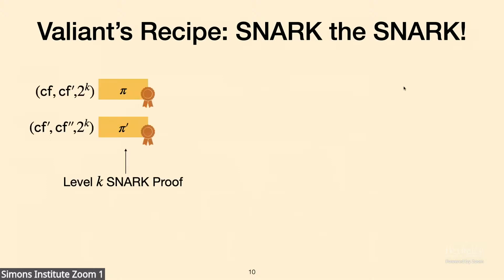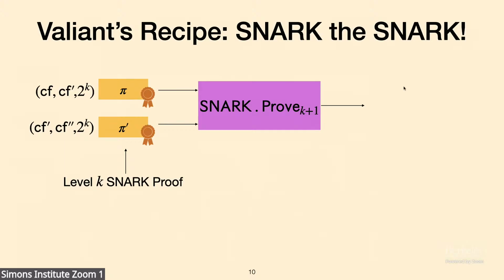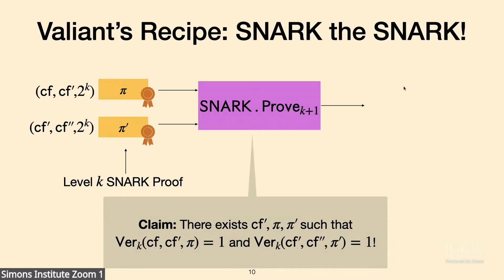So that's a level, you can imagine you have 2 level K proofs. The idea is now you just use a SNARK to prove that you have 2 underlying proofs for this relation that says that I have the CF prime and I have 2 proofs, pi and pi prime, that are accepted by the previous verifier. So I can just kind of recursively snark the SNARK.